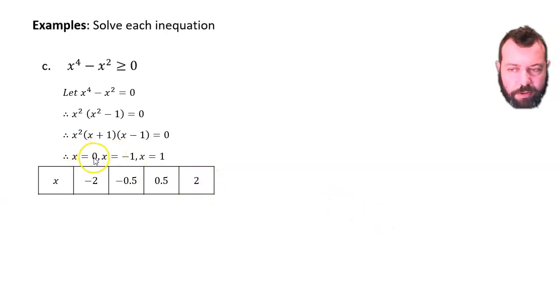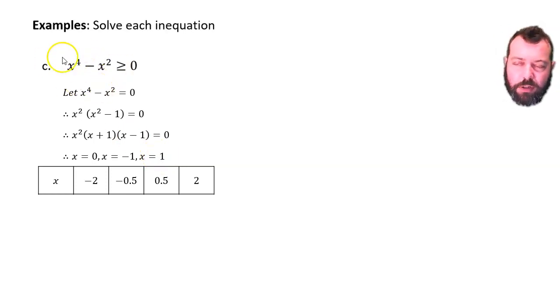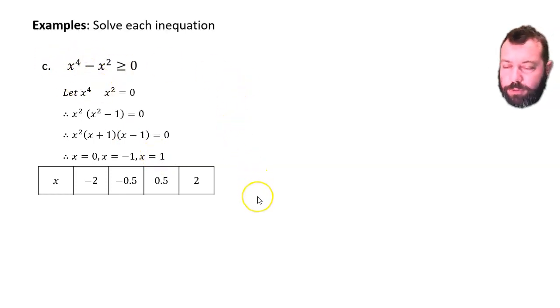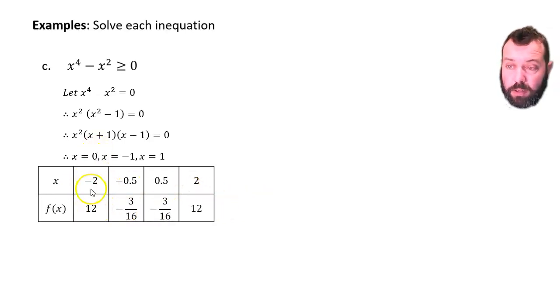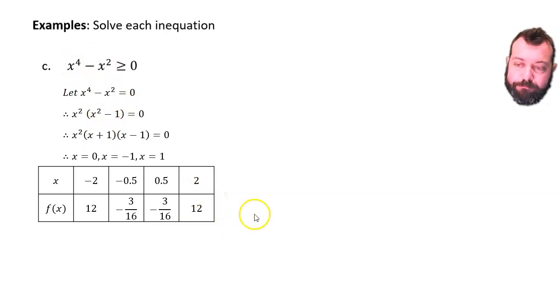And I know that if I substitute 0, -1 or 1 into this function, it's equal to 0. Right? That's how we solved it. So those are the values I'm going to test. I substitute them in. So -2 to the power of 4 minus -2 squared is equal to 12. If I substitute -half into this expression, I get -3/16. If I substitute positive 1/2 into that expression, I get -3/16. And if I substitute 2 into that expression, I get 12. So positive, negative, negative, positive.